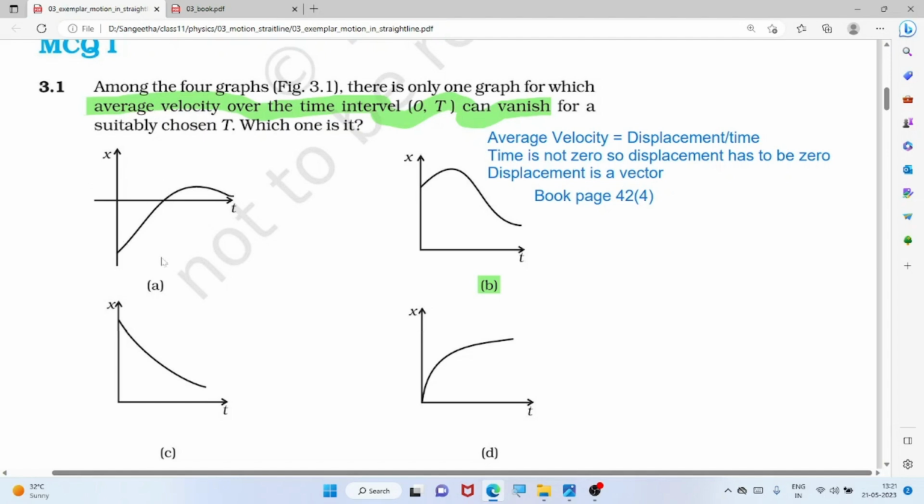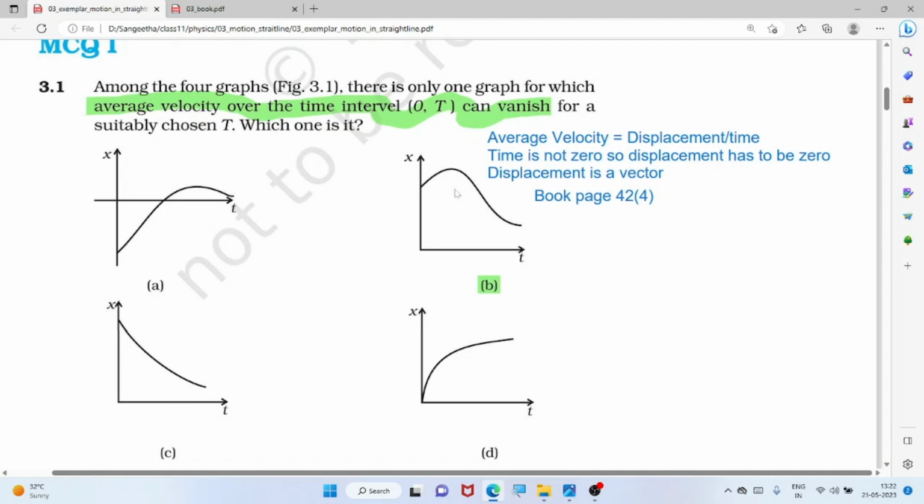See here, in this graph we are starting here, and displacement is a vector, so it is going here, this vector is in this direction, then I am again coming back to the same position. So here in this area the displacement is 0. When displacement is 0, this average velocity is 0.